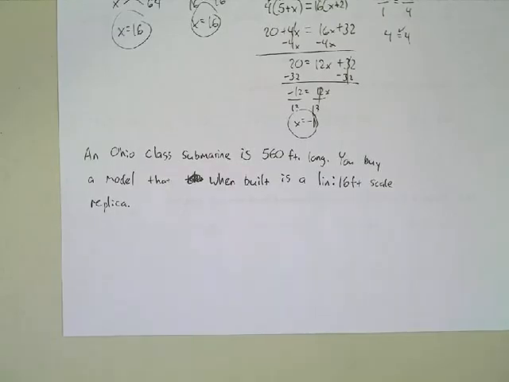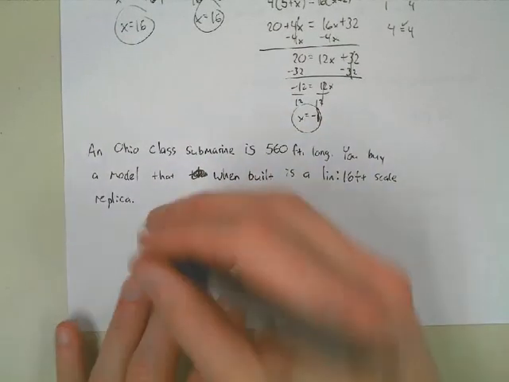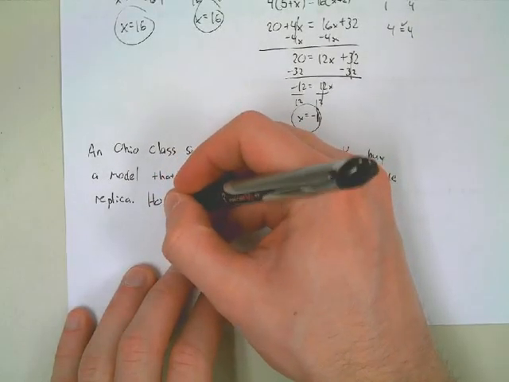Okay. Just make two submarines and just make the first one a model. Right. Just shrink it down, right? Using a shrink ray or something like that.